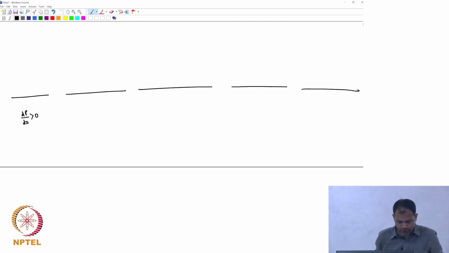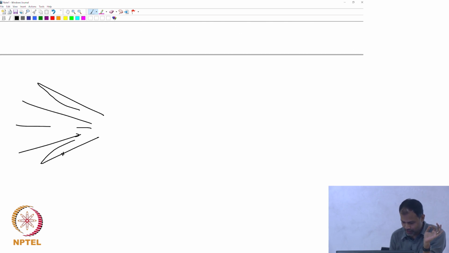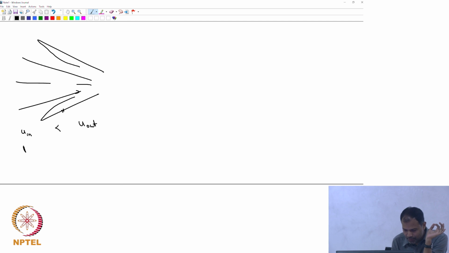So what I'm going to first look at are cases where it is a converging channel. So u in is smaller than u out. So that would mean P in is greater than P out, and therefore dP by dx should be less than 0. Correct, in a converging channel?